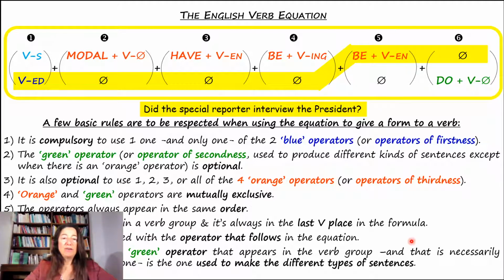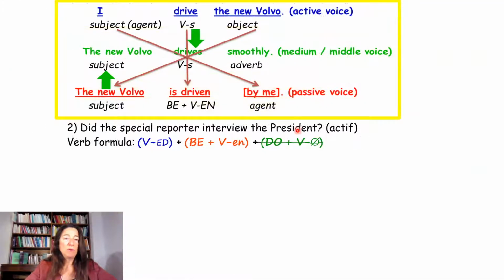And obviously the orange operators, as you remember, are not compatible with the green one. Once you go up, you cannot go down again. And therefore, we're not going to be able to use do plus V0. So the formula for the passive voice sentence will be VED plus B plus VEN. And then we know how to associate the operators.